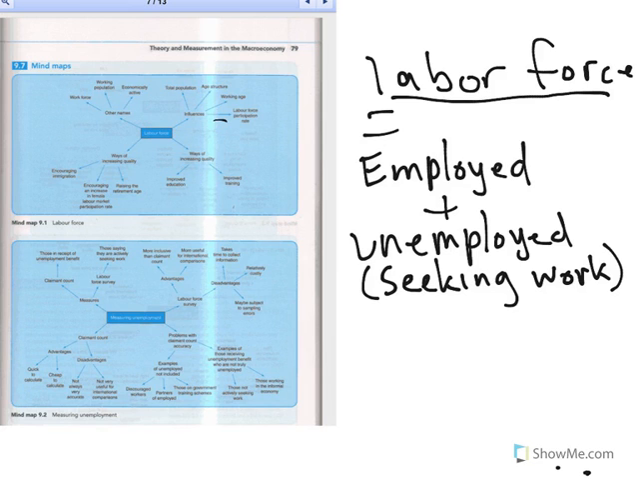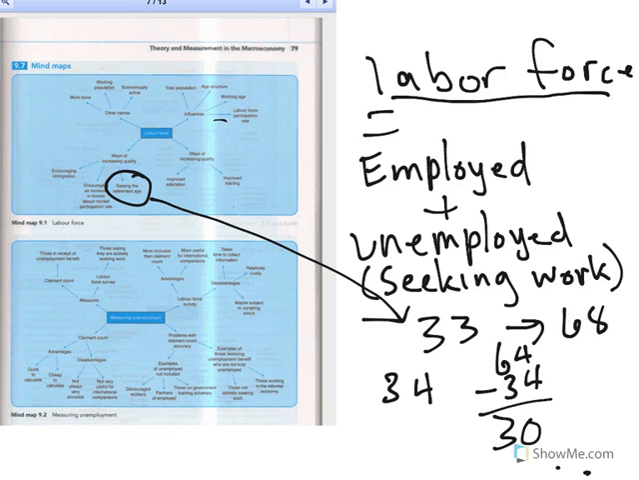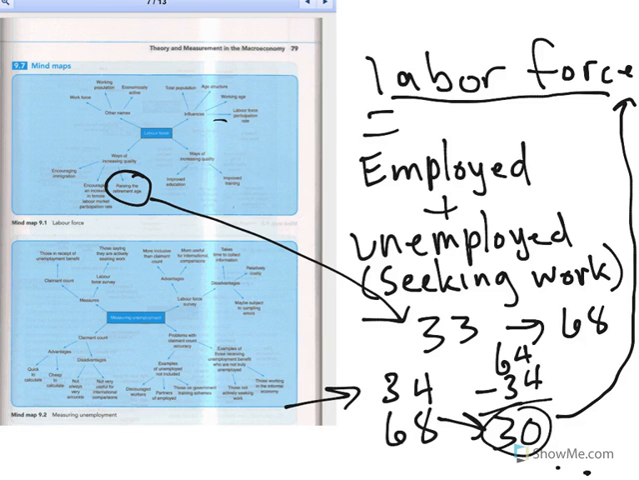So for example, I am 33 years old. I'm expected to retire at 68 years. However, if I retire at 34, that leaves 68 minus 34, 34 additional years that I could have worked. So if they raise the retirement age from 34 to 68, I will be in the labor force for another 34 years. So that's why raising the retirement age is important.